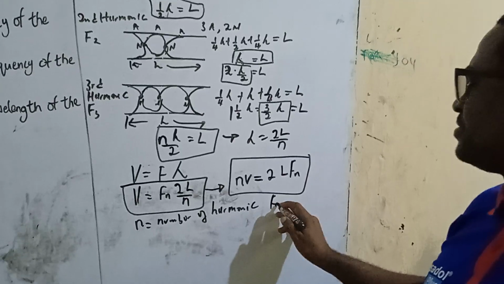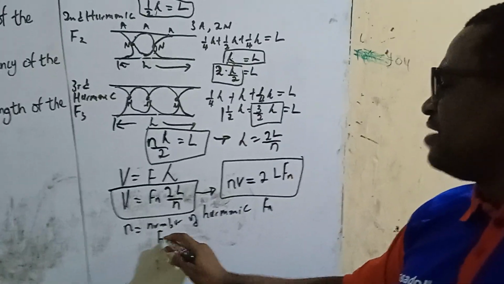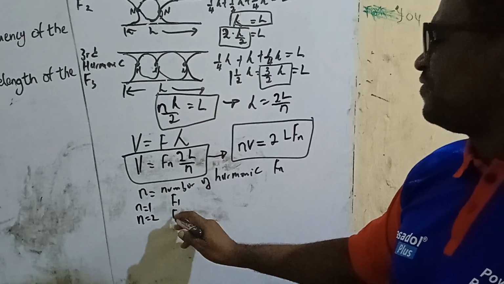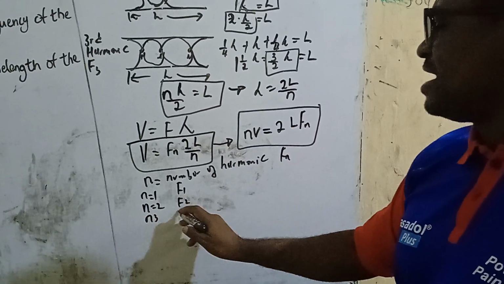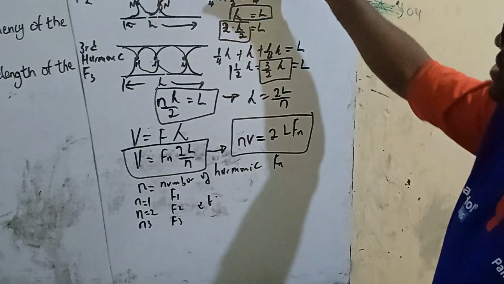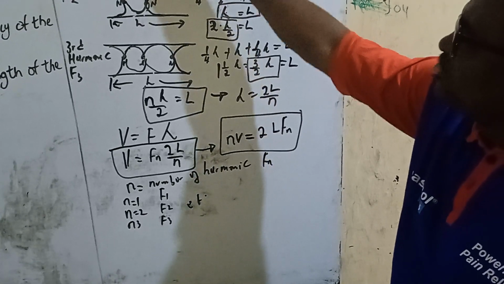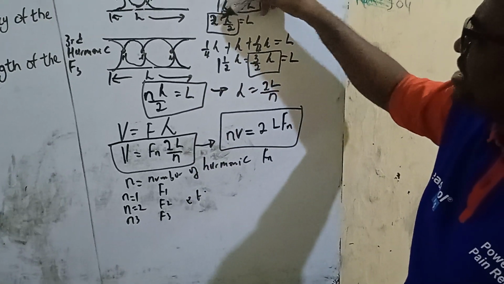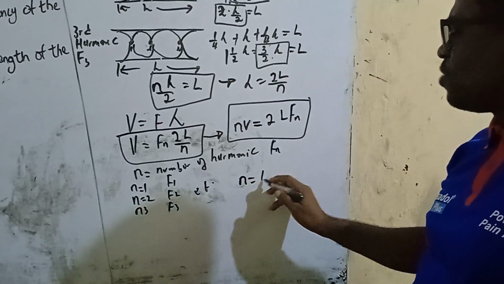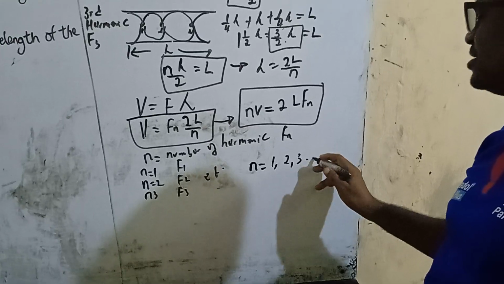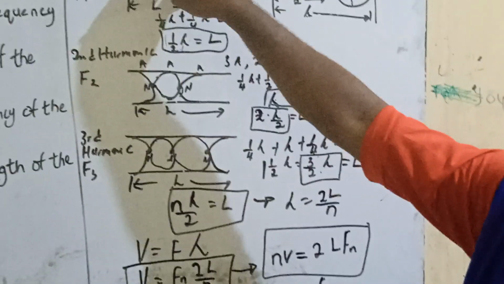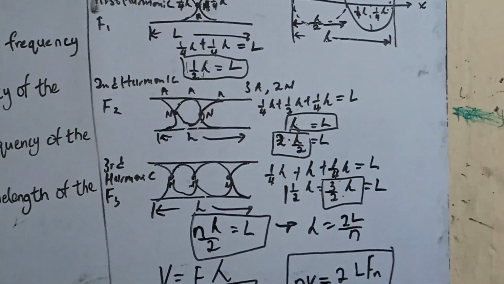So for Fn now, the harmonic will be F1 when n is 1. When n is 2, we have F2. When n is 3, we have F3, and so on and so forth. Now, because the coefficient of half wavelength here is 1, the coefficient of half wavelength here is 2, the coefficient of half wavelength is 3, therefore n takes the pattern 1, 2, 3, and so on and so forth. That is for the situation of sound wave in an open pipe.